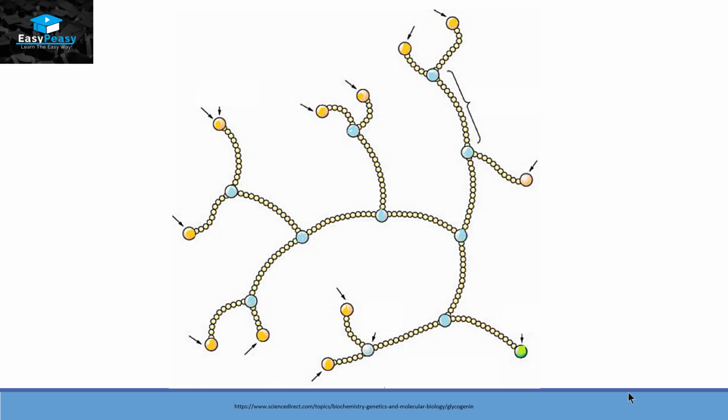Now, in this picture, we can see all these orange circles are the last glucose molecule, which is called the non-reducing end of this chain. So at these points, we can attach more glucose molecules. Then we have these blue circles here that represent the branch points generated by the branching enzyme. The glucose residues present between each branch will be approximately 12 to 13 residues.